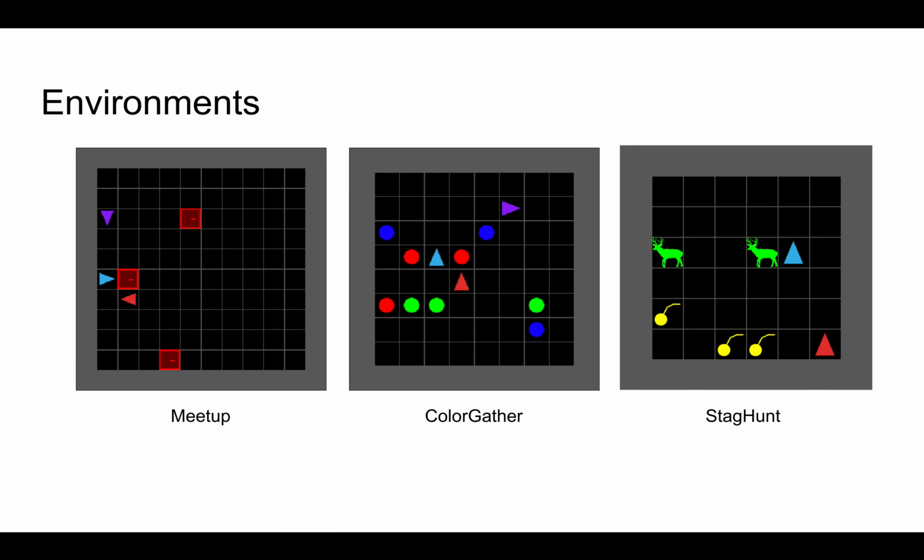For the environments, we use a couple of grid worlds with coordination tasks, such as meeting up at the same location, gathering items of the same color, or collectively hunting a high reward stag rather than independently gathering low reward berries.